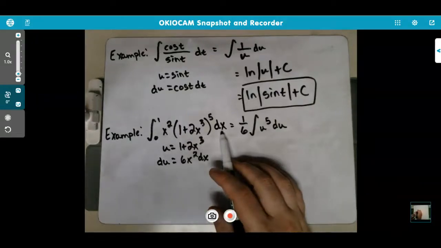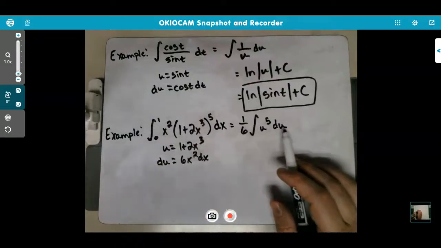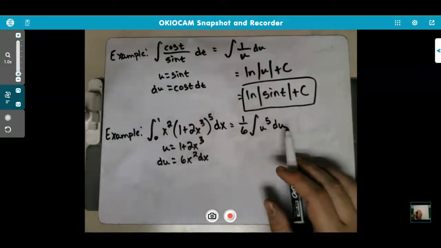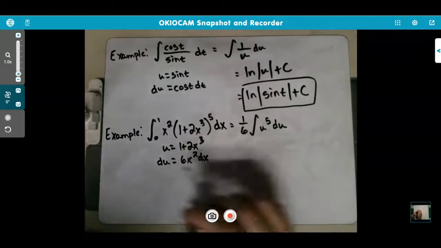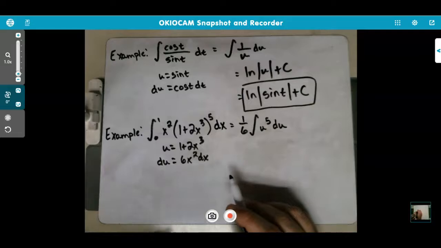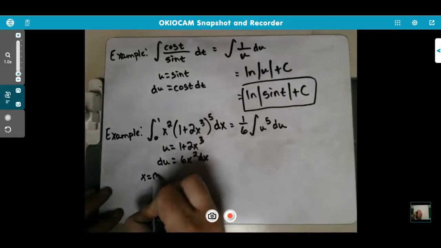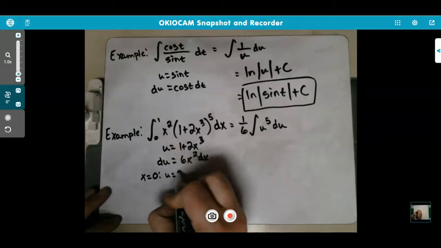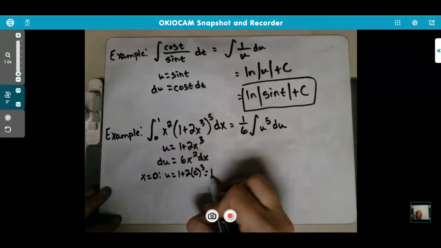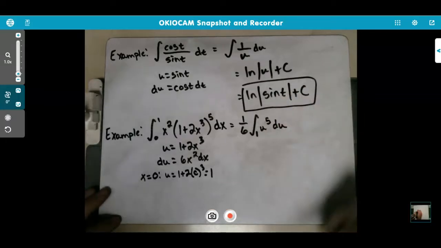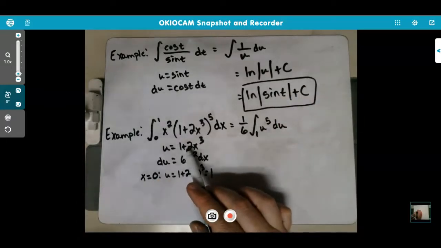This was dx, which means these are in terms of the x. So now that I'm in du, I can change them to in terms of the u instead. So let's do that. How about I change these into a u? So when x is equal to 0, u is equal to 1 plus 2 times 0 cubed. That just becomes a 1. So my lower bound is now a 1, again because I plugged 0 into here to figure out what the u is.